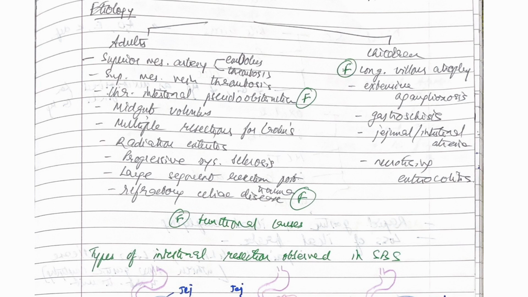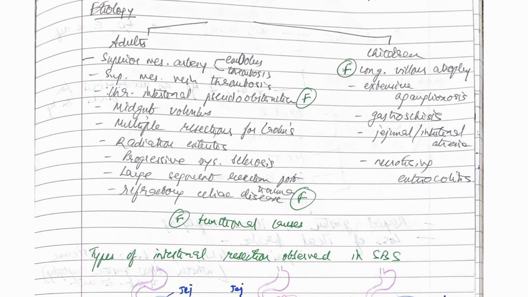Etiology. In adults, the causes are superior mesenteric artery embolus or thrombosis, superior mesenteric vein thrombosis, chronic intestinal pseudo-obstruction, midgut volvulus, multiple resections for Crohn's disease, radiation enteritis, progressive systemic sclerosis, large segment resection post-trauma, and refractory celiac disease.